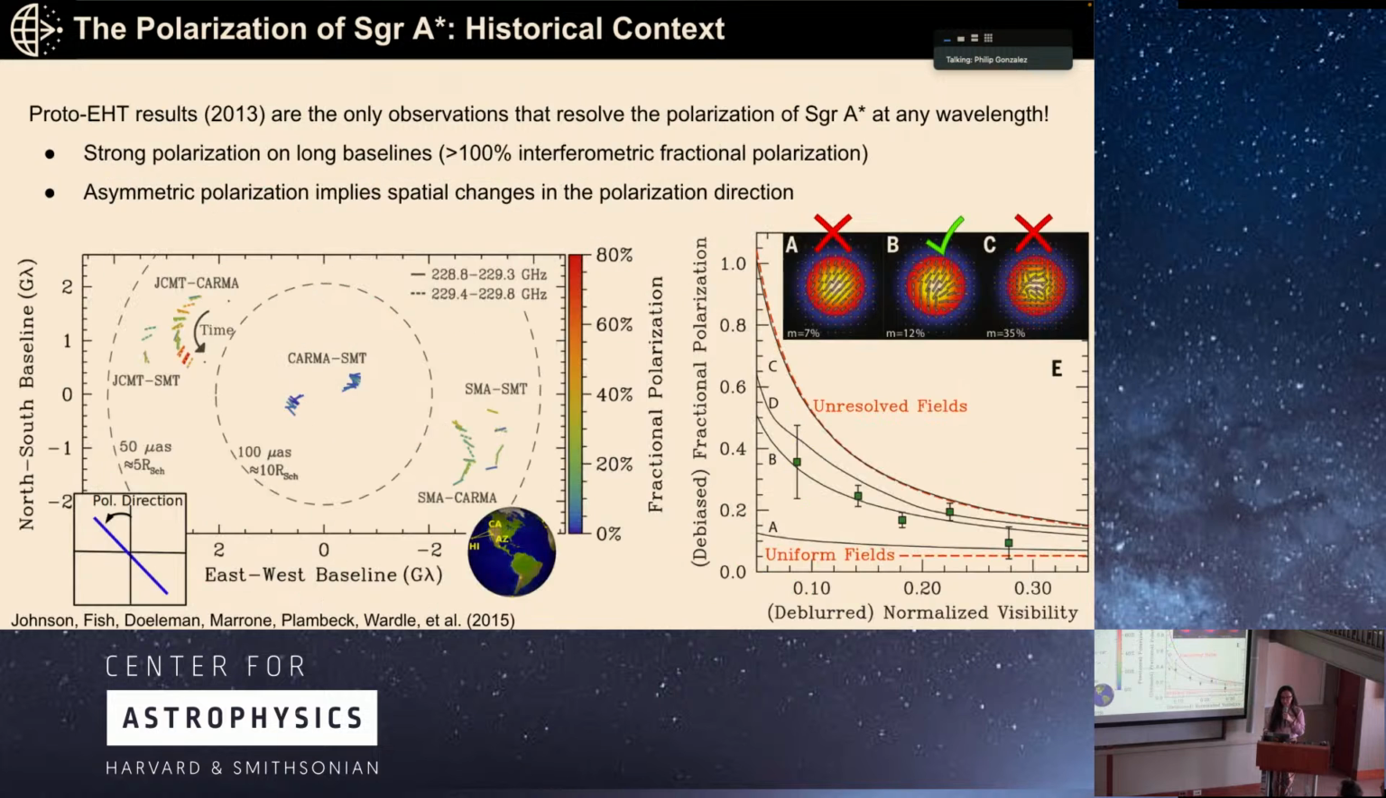time variable. Then proto-EHT results, which were observations carried out in 2013, are the only observations that resolve polarization of Sgr at any wavelength up until these new results. These first observations of polarization showed strong polarization on long baselines, over 100% interferometric fractional polarization. And it's also asymmetrical, which implies that there are spatial changes in the polarization pattern along the image, but this was insufficient to actually make a polarized image of the data. These results were published in 2015 in a publication led by Michael Johnson.